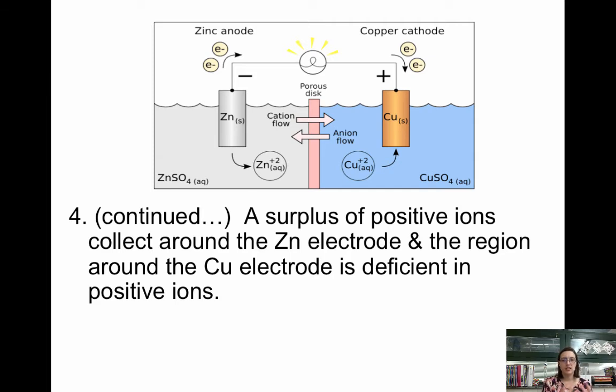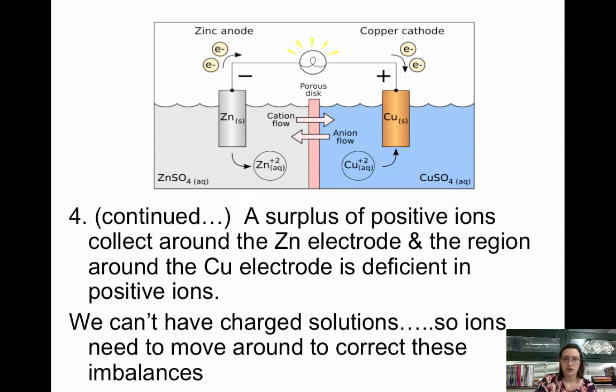So we talked about ions needing to be able to flow. So we have the positive ions collecting around the zinc anode because we have all these Zn2+ ions, and the copper solution doesn't have as many ions now, and we can't have charged solutions. Right? Our solutions need to actually remain neutral. So we have to actually have ions flowing in order to keep this neutral. The reason that these need to stay neutral is because if the charges aren't balanced, the flow of electrons is going to stop. So we need these solutions themselves to stay neutral, so that way the electrons continue to flow.